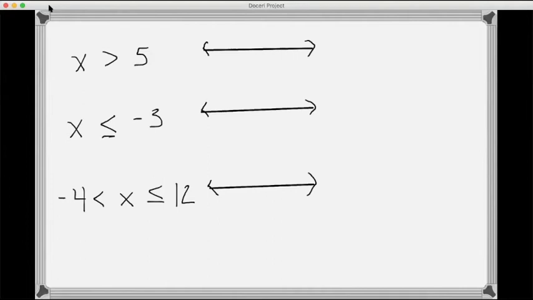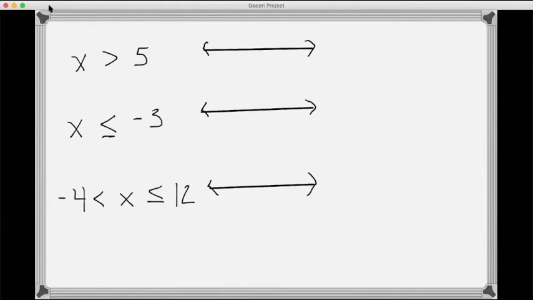All right, we're going to start this section off by talking about interval notation, inequality notation, and then graphing inequalities on the number line. So I've got three different inequalities right here. You can see that we have x is greater than 5. We have x is less than or equal to -3. And we have -4 is less than x, which is less than or equal to 12. The first thing we're going to talk about is how to graph each one of these. And after that, we'll talk about the interval notation.